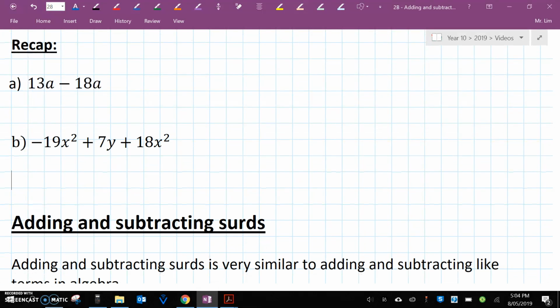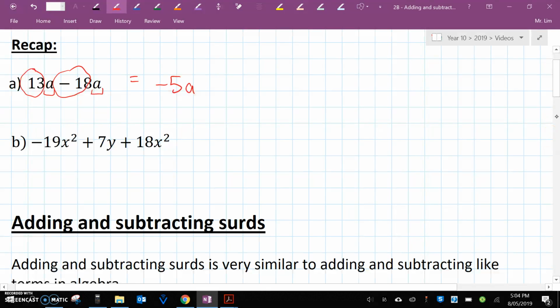So we have 13a minus 18a. They are both like terms because they only have the polynomial a, and the powers are the same. Therefore, we're going to do 13 minus 18, which is minus 5. So we have minus 5a. 13a minus 18a is minus 5a.